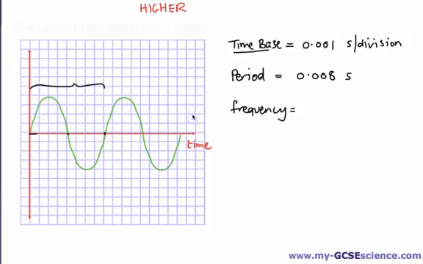Now how do we work out the frequency? Well, again, it's 1 divided by the period, which is 0.008, and that gives us an answer, I believe, of 125 hertz. Remember to get the units right on both of these calculations. So the frequency for this one is 125 hertz.